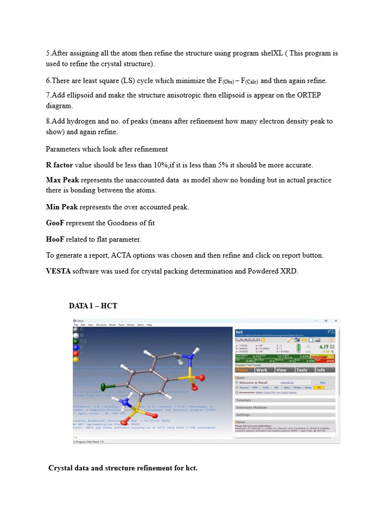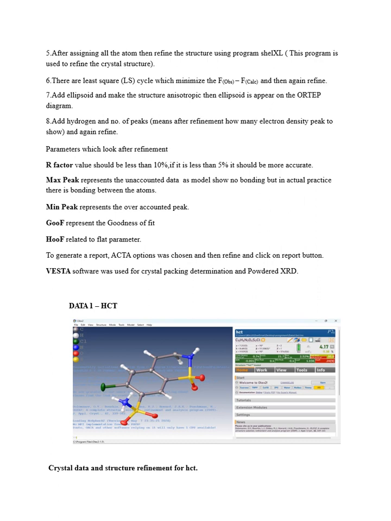These are least squares cycles which minimize the F obs minus F calc value, and then we refine again. After that we add ellipsoids. When we add ellipsoids, an ellipsoid is shown in the ORTEP diagram. The structure becomes anisotropic. After the addition of ellipsoids, hydrogen peaks are added. After that, a number of refinements occur.